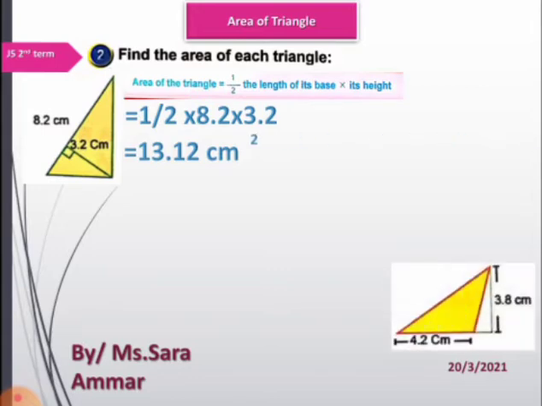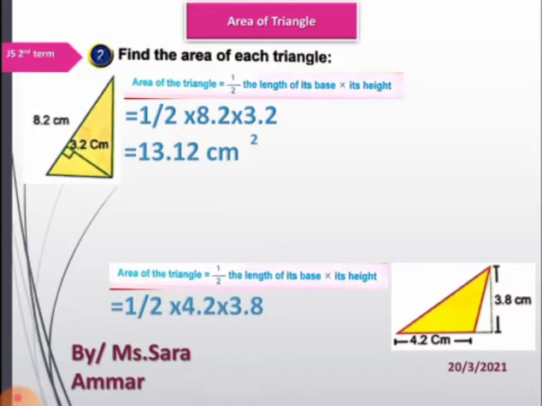In this triangle, it's an obtuse angled triangle. As you can see, the height is outside the triangle, which is 3.8, while the corresponding base is 4.2. So the rule again is half the length of the base multiplied by the height. So it's half of 4.2 multiplied by 3.8, which will be 7.98 centimeters squared.